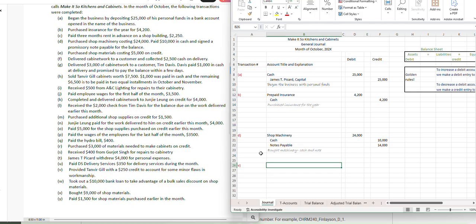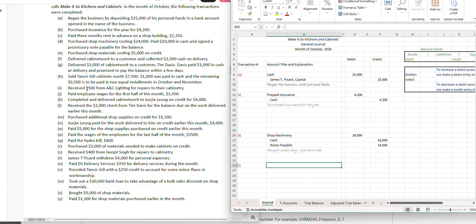For V, we had a transaction for Tanvir Gill. It was cabinet sales, and I'm trying to find it here. Here it is, right? Cabinet sales. Whenever you don't see the word repair, you can assume it's a cabinet sale. There are two types of revenues, and you want to make sure you're recognizing the right revenue in your journal entry.